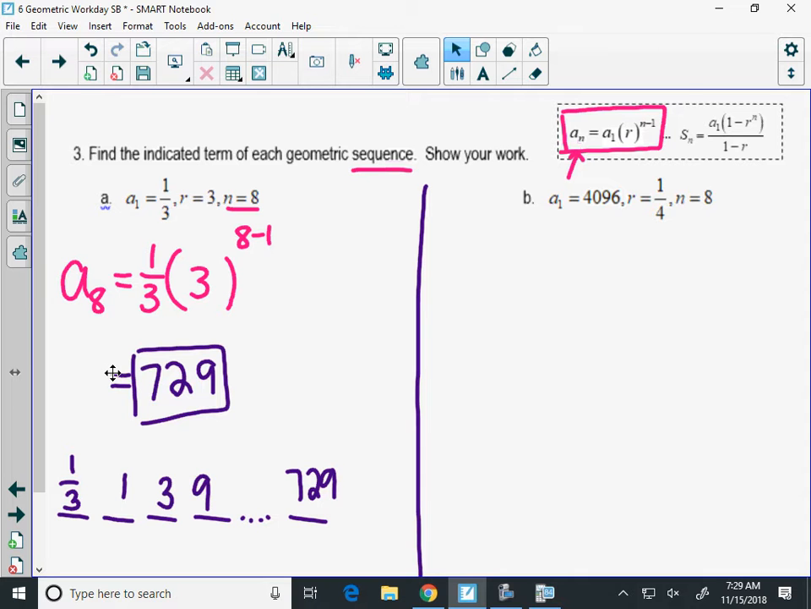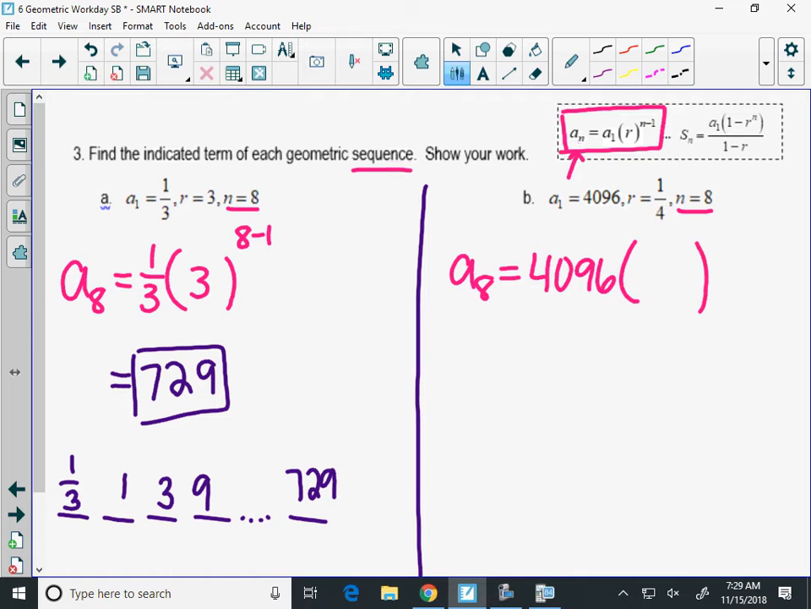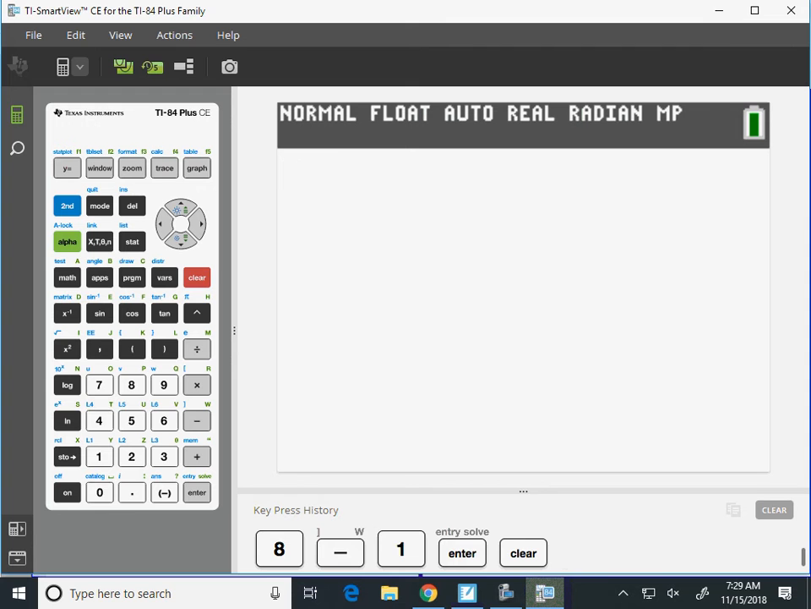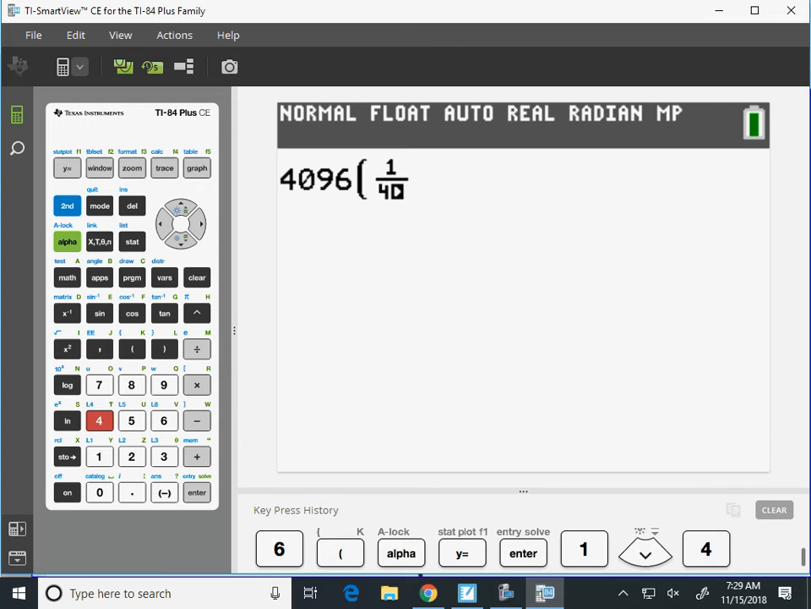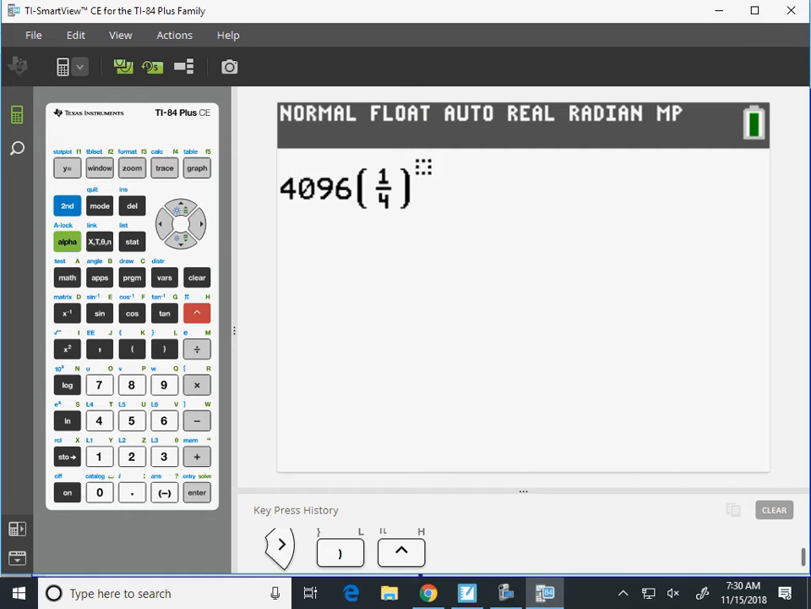All right, for B, we're doing the same thing. We are finding the 8th term again, so we're finding a sub 8. We know the first term is 4,096, and our common ratio is 1/4. Since I'm finding the 8th term, I put 8 in for n, and I'm going to type that into my calculator. So I have 4,096 times 1/4, and your exponent again is 8 minus 1.